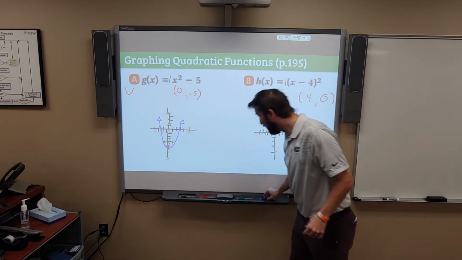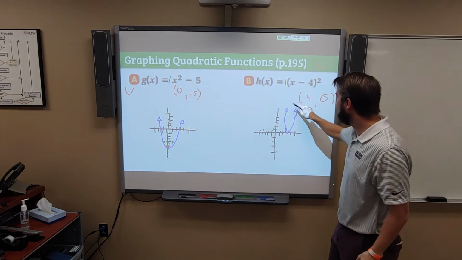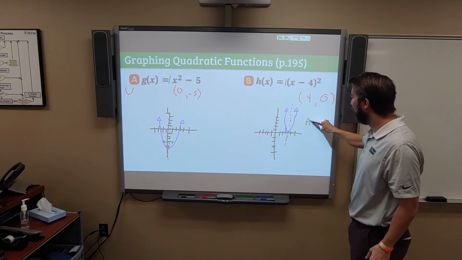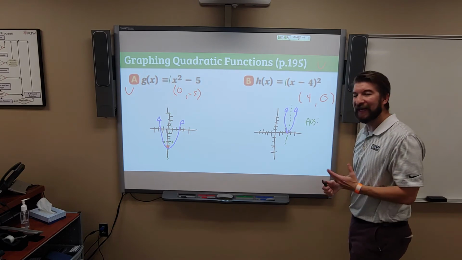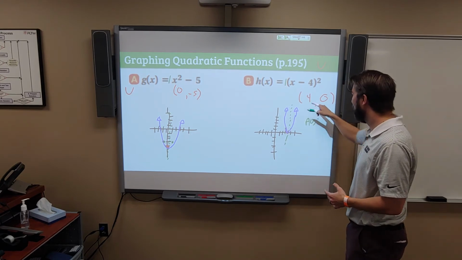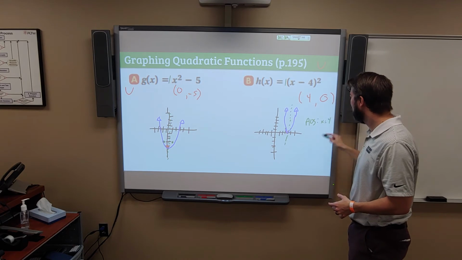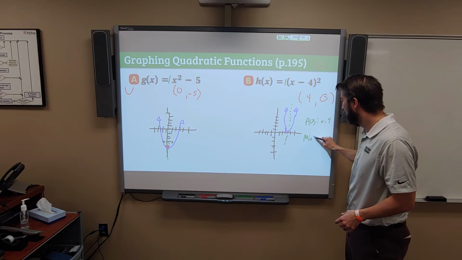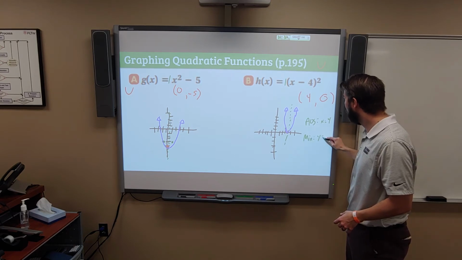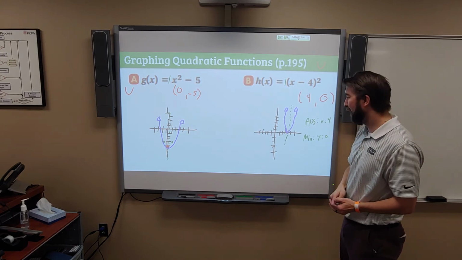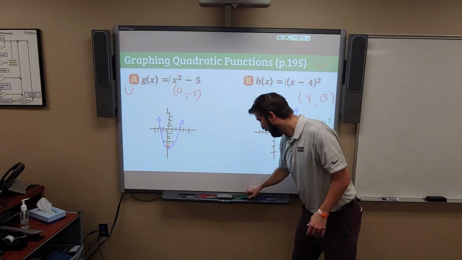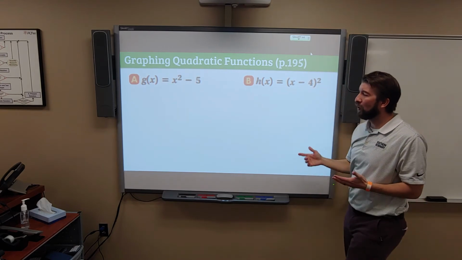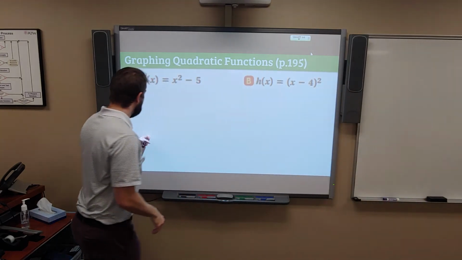And just like on the last one, we have an axis of symmetry. I don't know if it's going to ask you to write this out or not, but the axis of symmetry is going to be whatever the x is. So x equals 4. And then we would say this has a minimum, and the minimum is at y equals 0. That means the lowest that this graph is going to go is at 0. All right, that is how you graph quadratics.